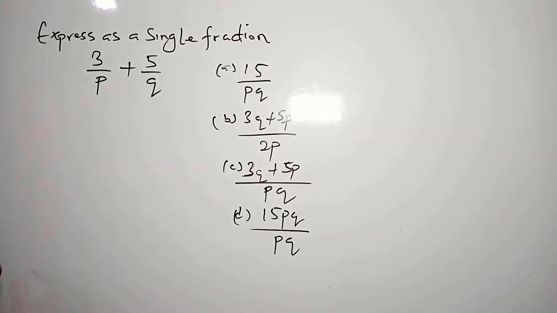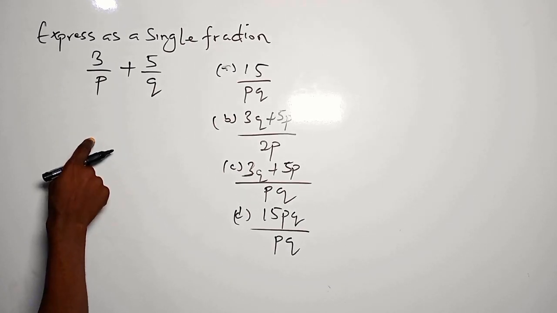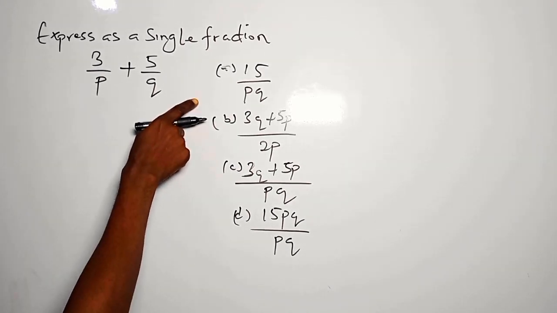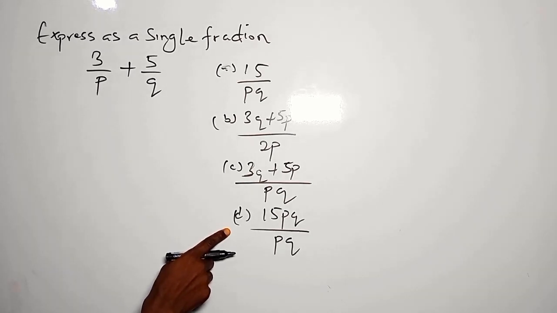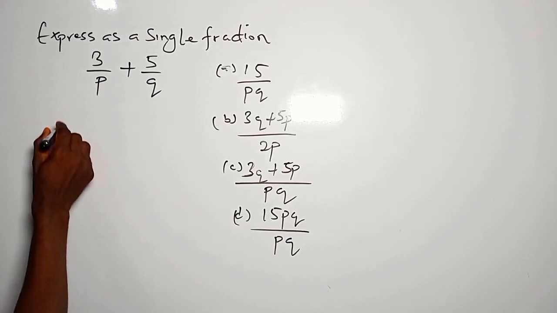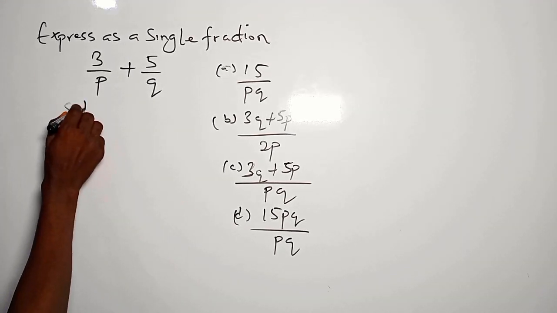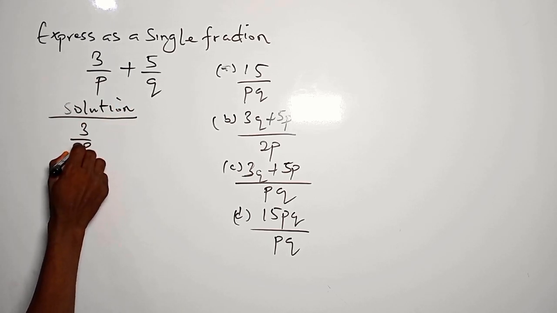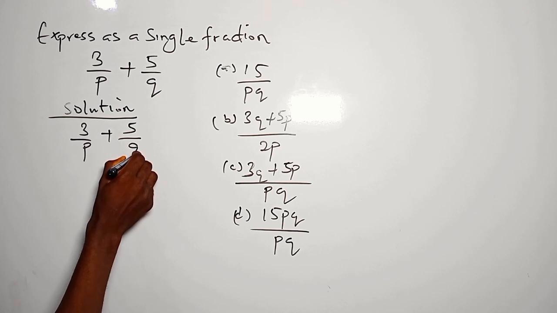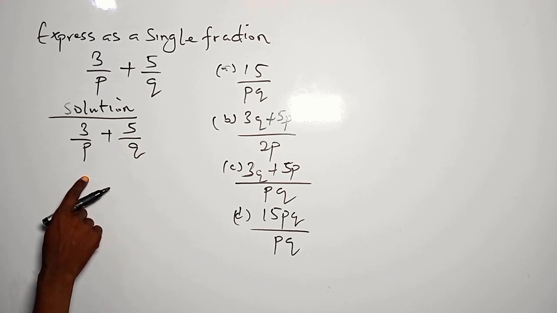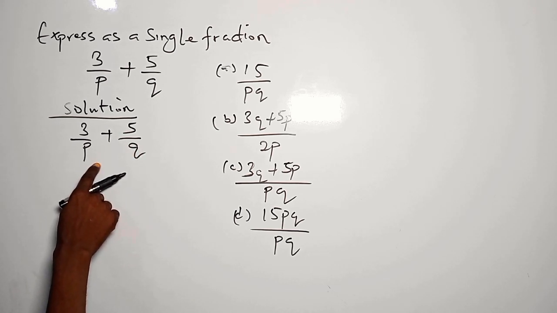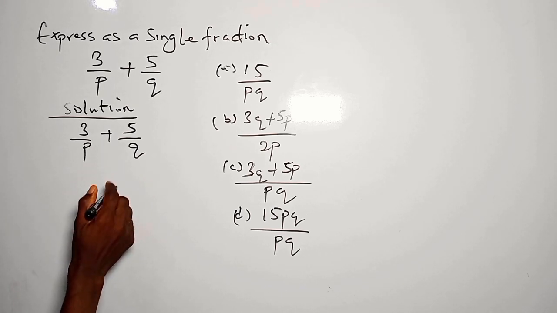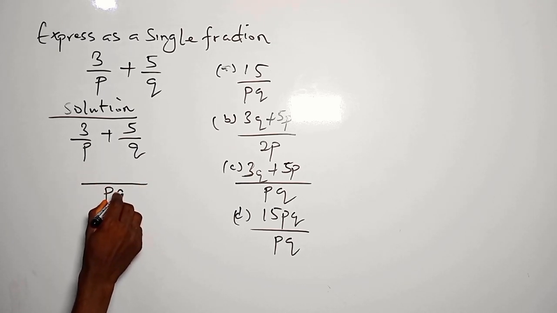The question says express as a single fraction. So we have 3 over p plus 5 over q, giving 4 alternatives, A to D. You have to pick the correct answer. Solution. For 3 over p plus 5 over q, the first thing we do is determine the LCM of the denominators, and the LCM of the denominators is pq. So we have p, we have q.